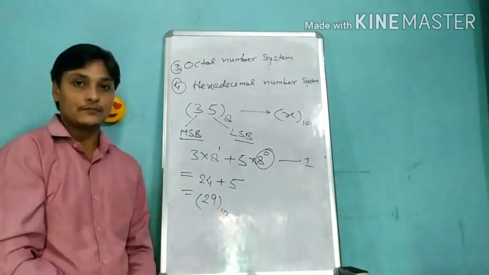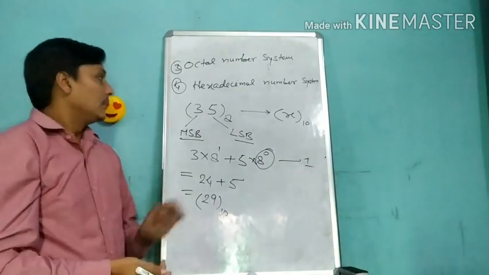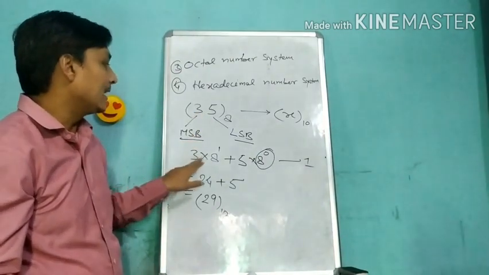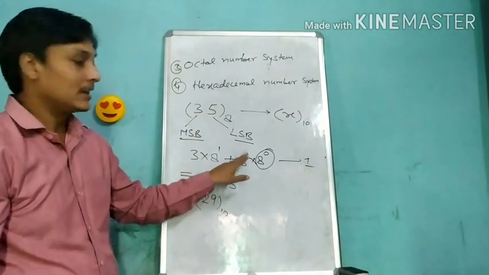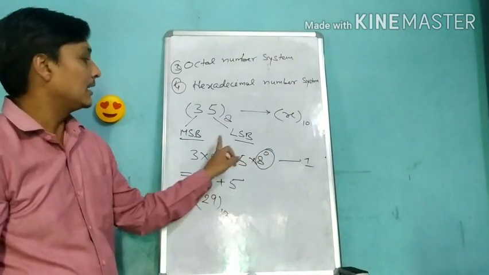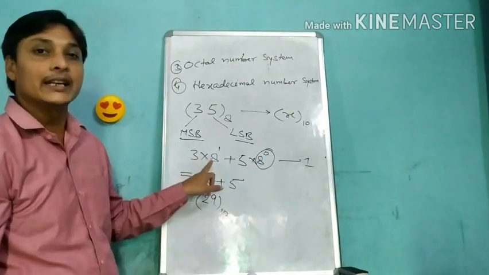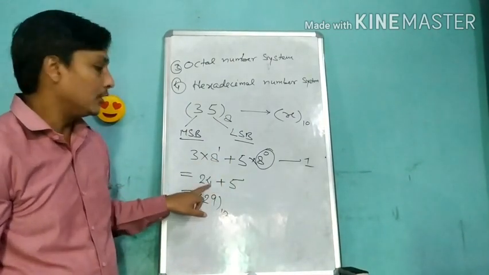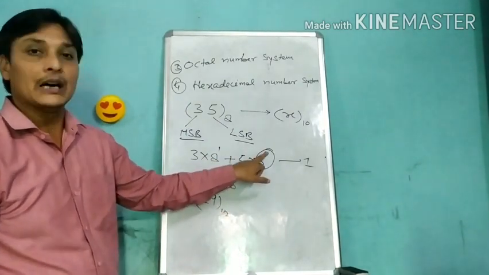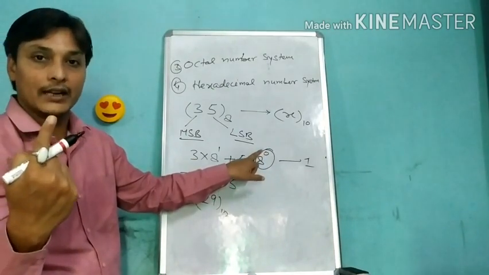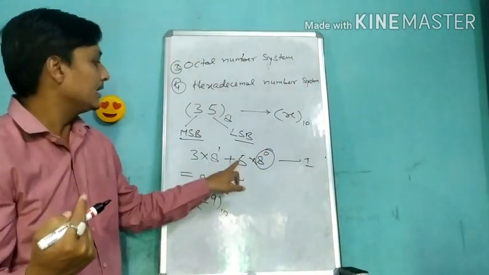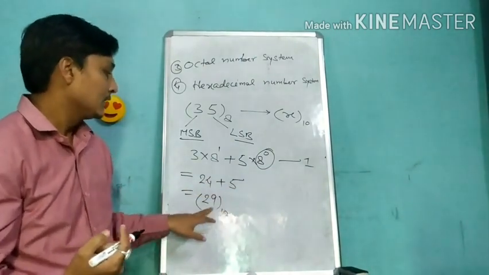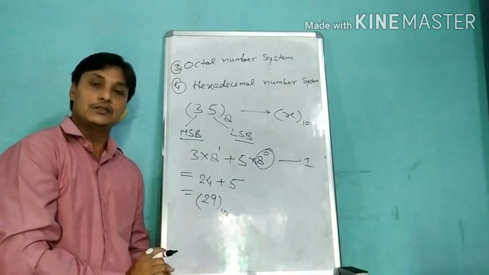Any problem? It's very easy. We have to extract each and every digit from the MSB side. So 3 into 8 plus 5 into 8. Now we place the powers 0 and 1. Calculate 3 into 8 to the power 1, which is 24, plus if the power is 0 the value will be 1, so 1 into 5 gives 5. Now add both numbers, 24 plus 5, you get 29 base 10.